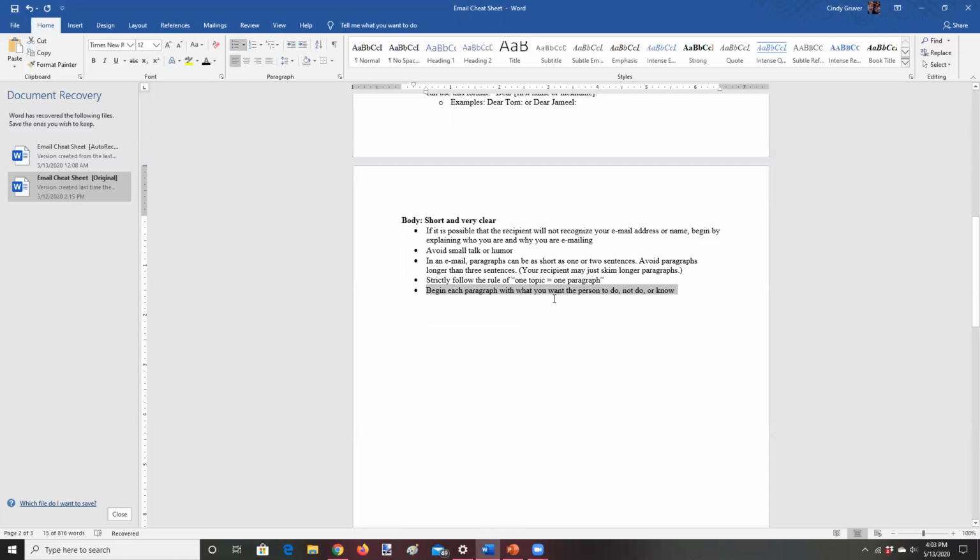If the particular topic that this email is about is asking them to do something or not do something, or send you information, in other words, you're trying to motivate this person to do something, then you are going to want to start the paragraph with that. Again, you don't want to bury what's most important to you.